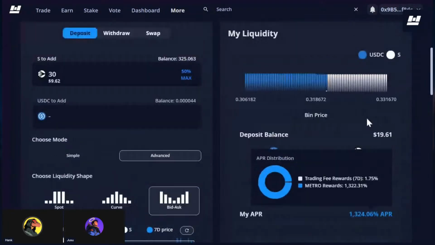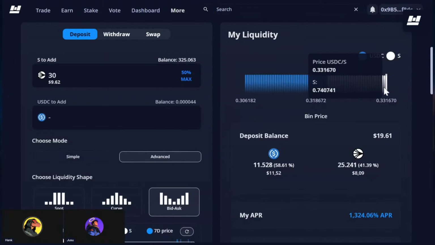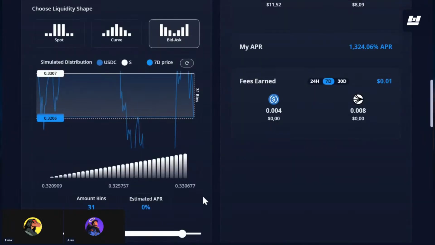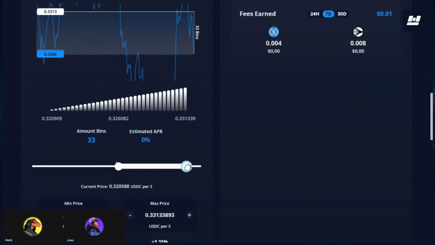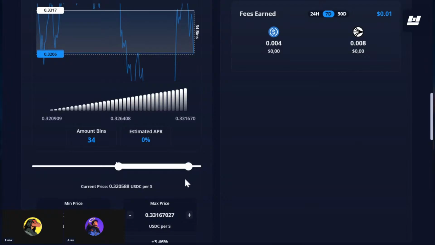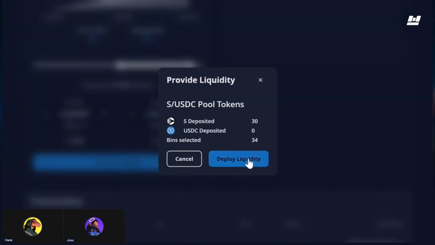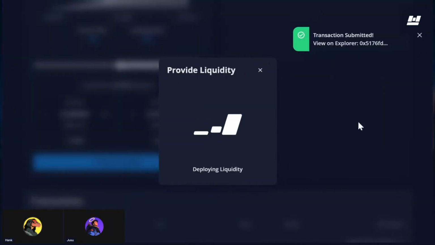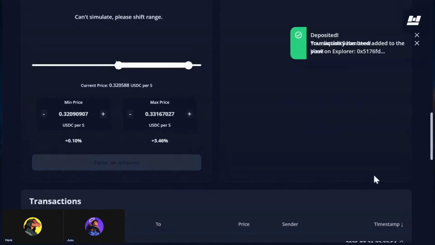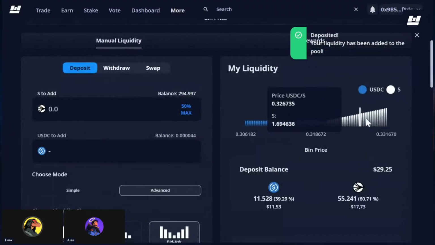And I want it to go all the way to this bin. So this is at a price of 0.33167. So I can look here, 0.33167. This is where I'm going to go to. And I'm going to deploy and stack this shape above the one that is already deployed. There we go.